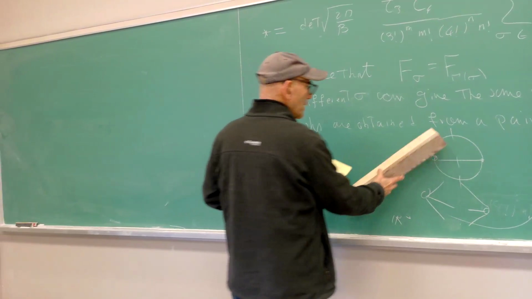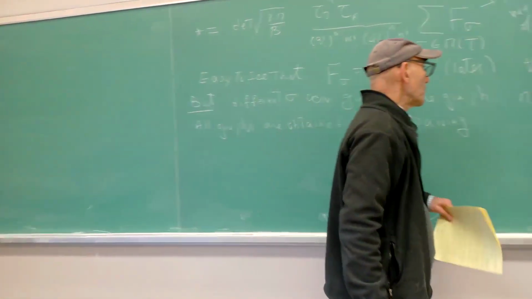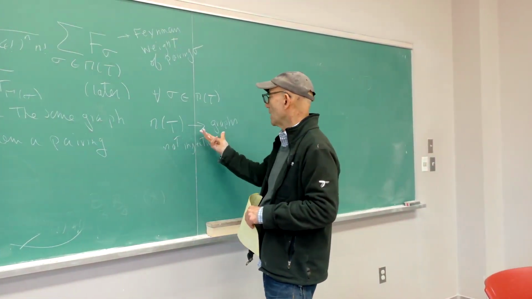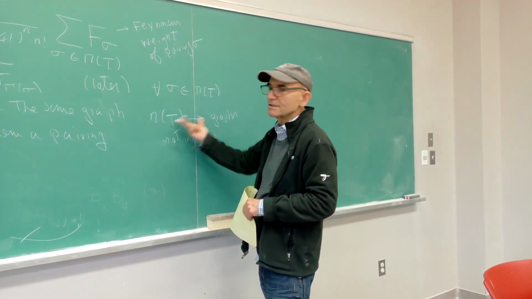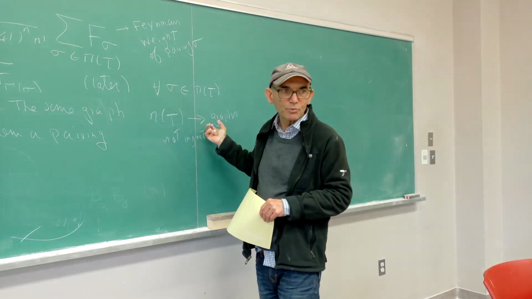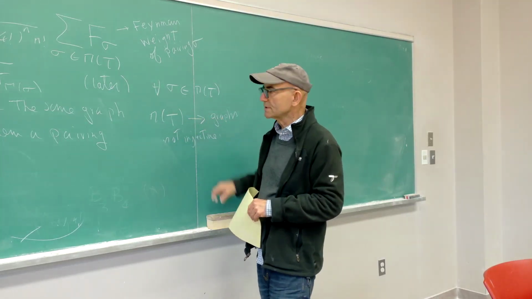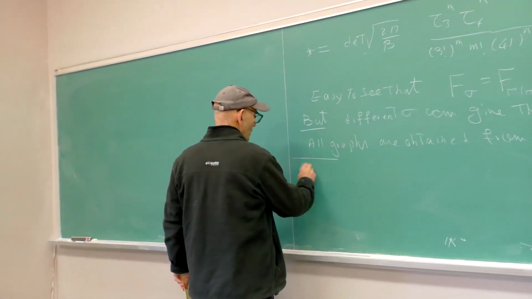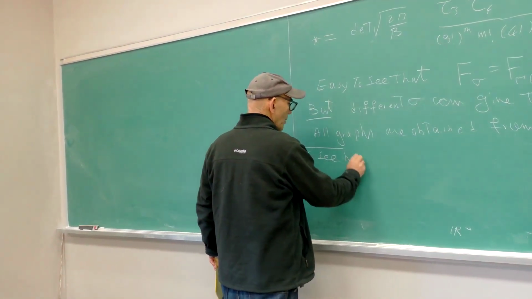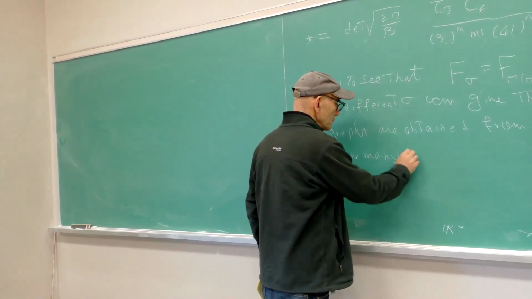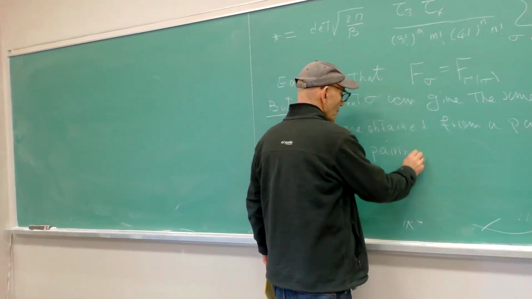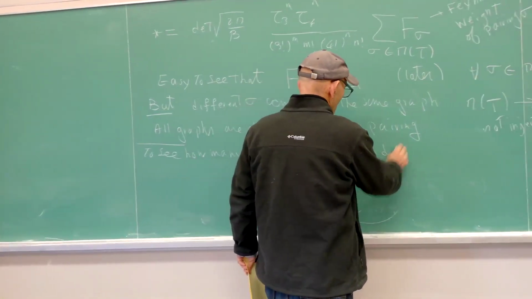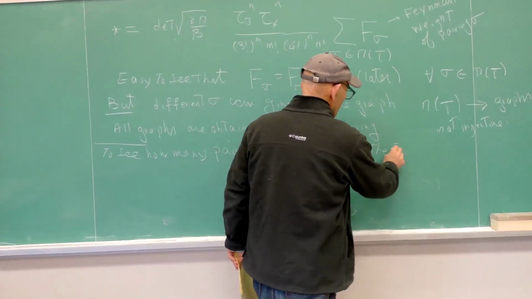So that's the thing. Now, the difficulty is to understand the kernel of this map in some sense. How many points are in the fiber of this map, basically? How many points correspond to the same graph? How many pairings correspond to the same graph?